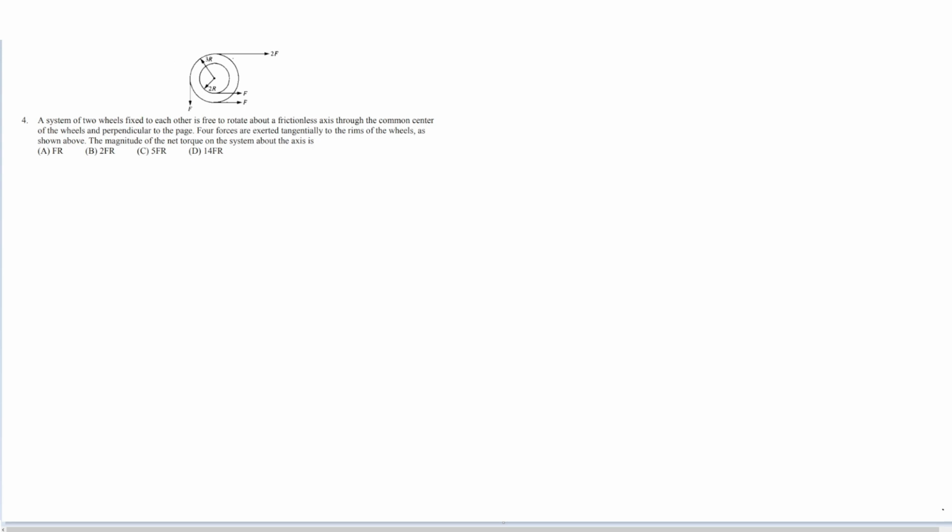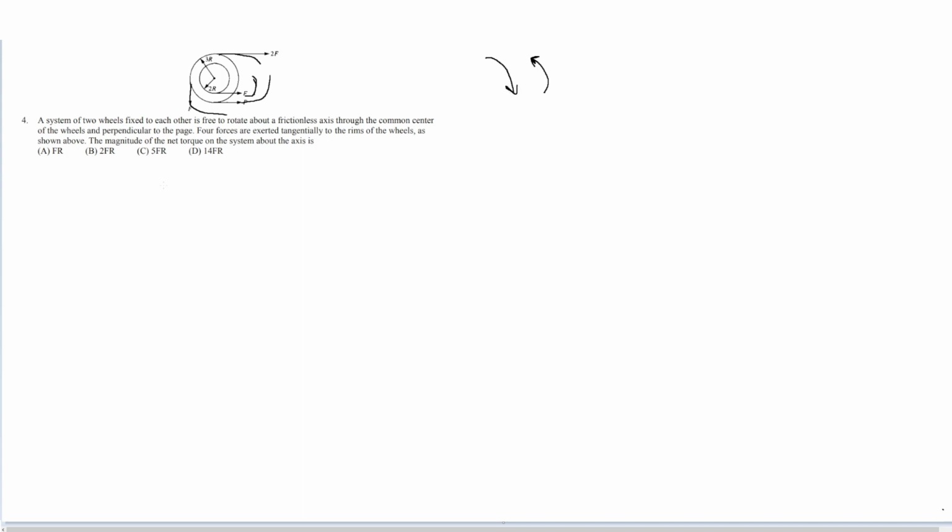So first what we should do here is look at where these forces are going. We say that this first force is going to make the wheel turn this way. This force is going to make the wheel turn that way. This force is also going to make the wheel turn that way. And then this force finally is going to make the wheel turn the other way. So these three forces on the bottom are all going counterclockwise. And then this one is going clockwise, the 2F.